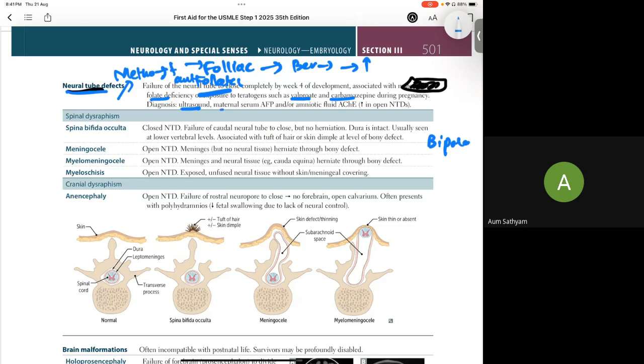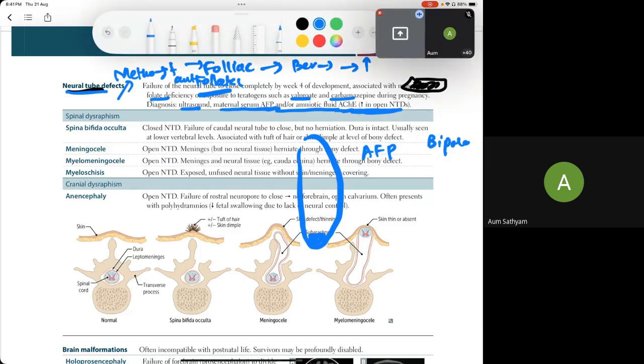Ultrasound, serum AFP. And how do we know that the serum AFP, increased maternal serum AFP, in the amniotic fluid, and ACHE in open neural tube defect? Remember, what is AFP? AFP is alpha fetoprotein, right? So if the pores are open, so you can just simply assume, okay, just give me a second, please.